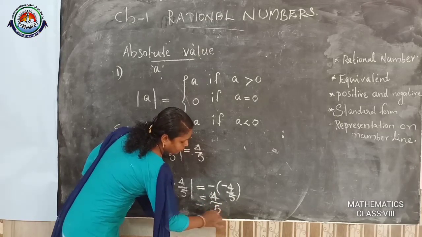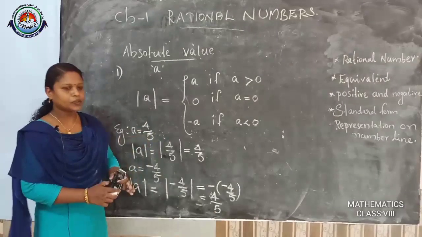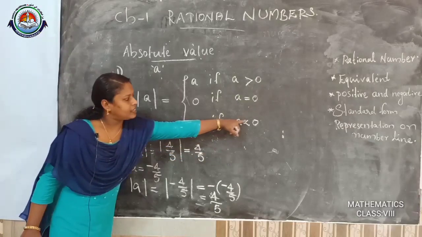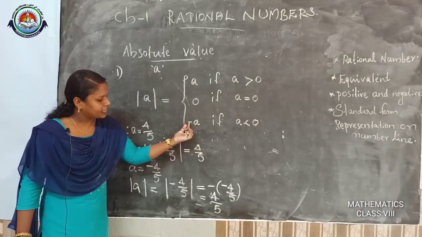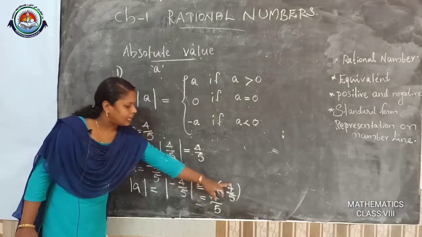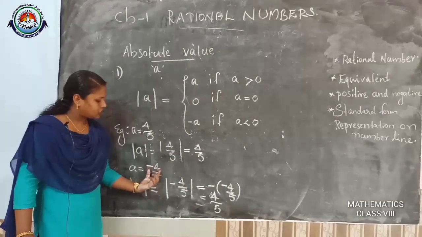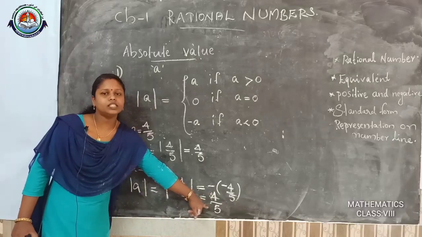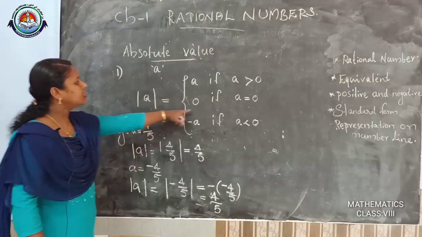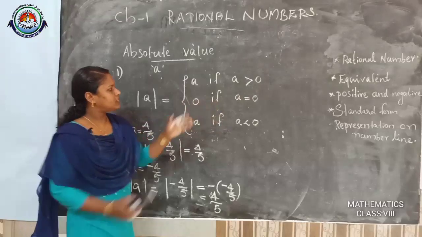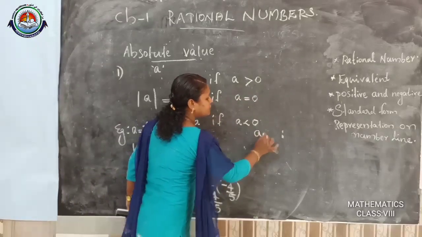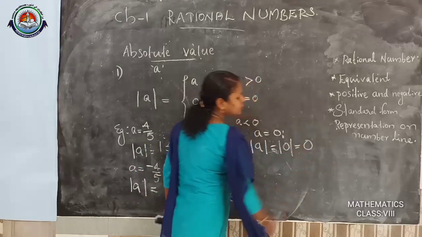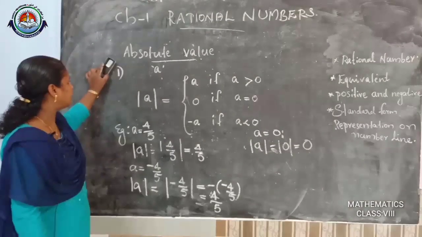4 by 5. Okay, is there any confusion? How is it two negative signs? Here A less than 0, then already one negative sign is there, that negative sign is this, and our A is negative 4 by 5. Therefore, negative of negative 4 by 5, it is 4 by 5. And the third case, nothing to discuss, I think, because A is 0. A is 0 means absolute value of A equal to absolute value of 0, that is equal to 0. I think the first property is clear.